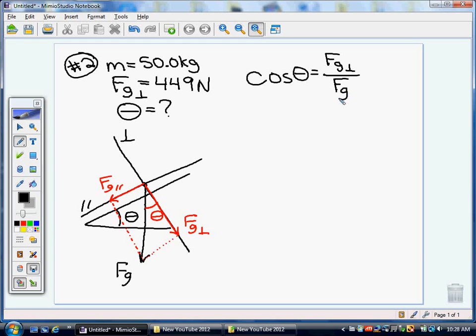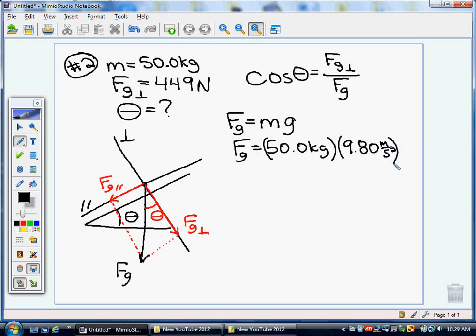So we need to calculate F sub g. The weight is always mass times gravity. So for us here on Earth, F sub g is going to be the mass, which is 50.0 kilograms, times the acceleration due to gravity, 9.80 meters per second squared. And when you do this, you find that F sub g is equal to 490 newtons.